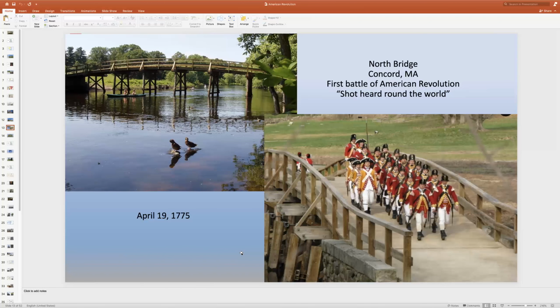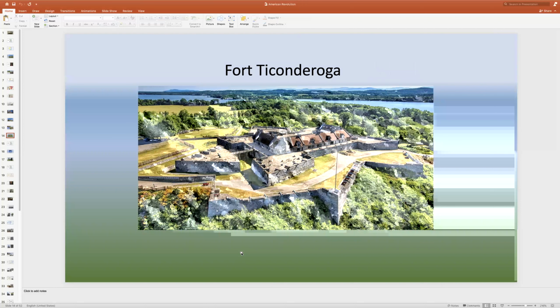May 10th, 3 weeks later, and this is interesting, Ethan Allen and the Green Mountain Boys, you've all heard of, and Benedict Arnold capture Fort Ticonderoga from the British, who had captured it from the French in 1759. And they captured it from the British without firing a shot. Ethan Allen was passionate. He was from Vermont, and Vermont wasn't a state. It was a disputed territory between New Hampshire and New York, and he wanted Vermont to be a state, and the British hanging here was a problem.